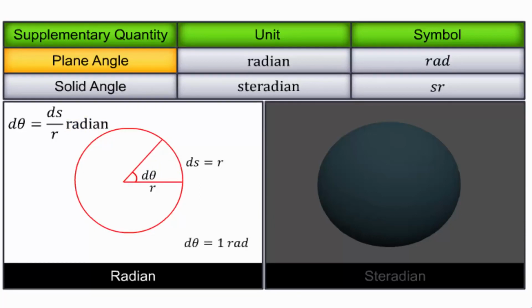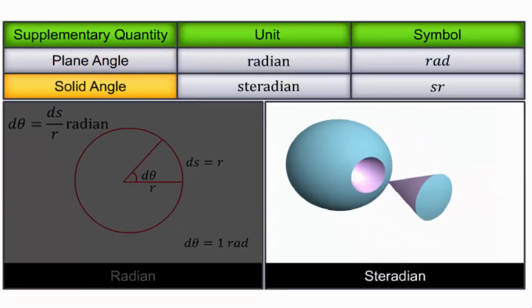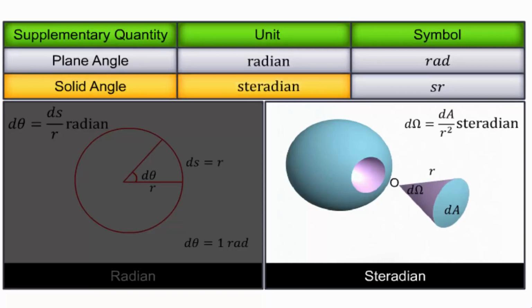Solid angle is defined as the ratio of the intercepted area dA of the spherical surface, described about the apex O as the center, to the square of its radius r, and is measured in steradian, with the symbol SR. If the magnitude of the intercepted area is equal to the square of the radius, then the solid angle is equal to 1 steradian.